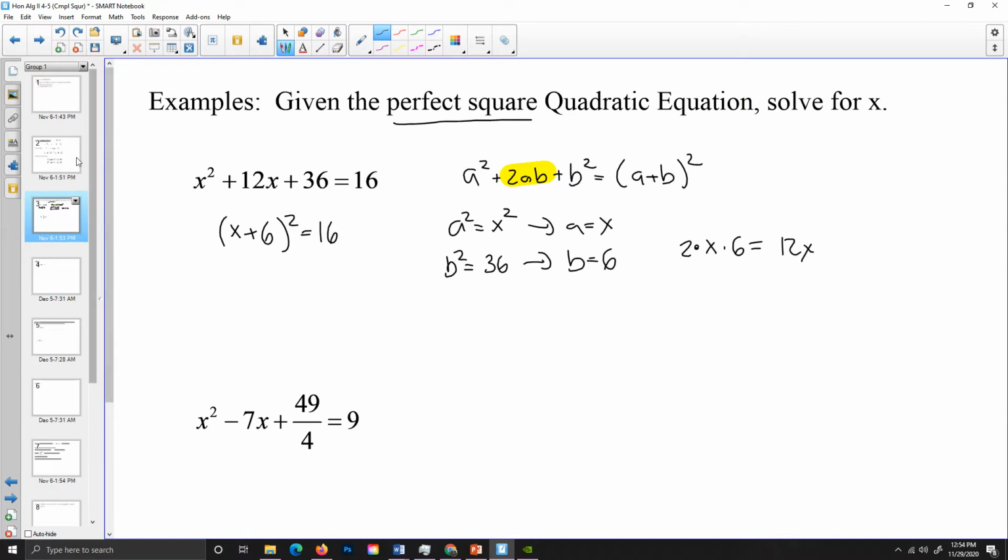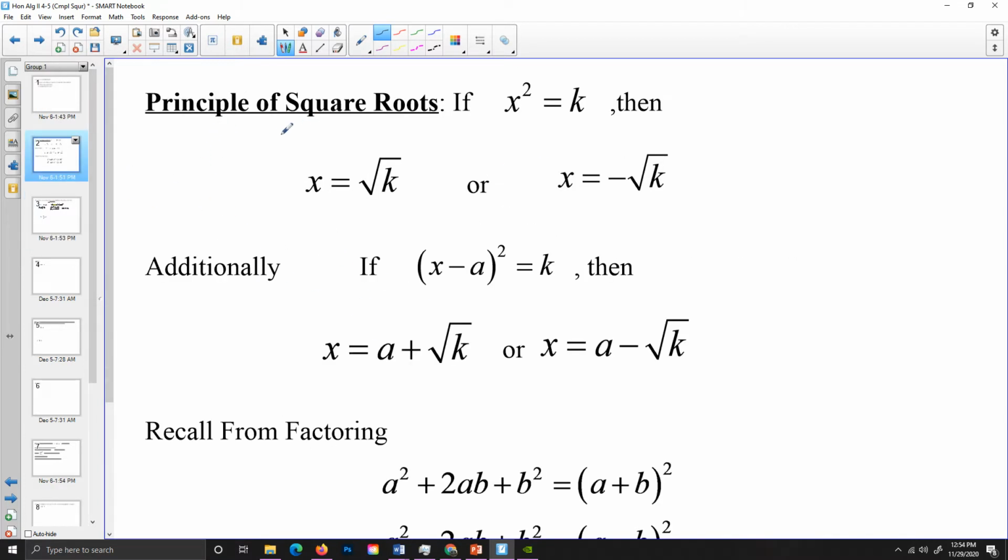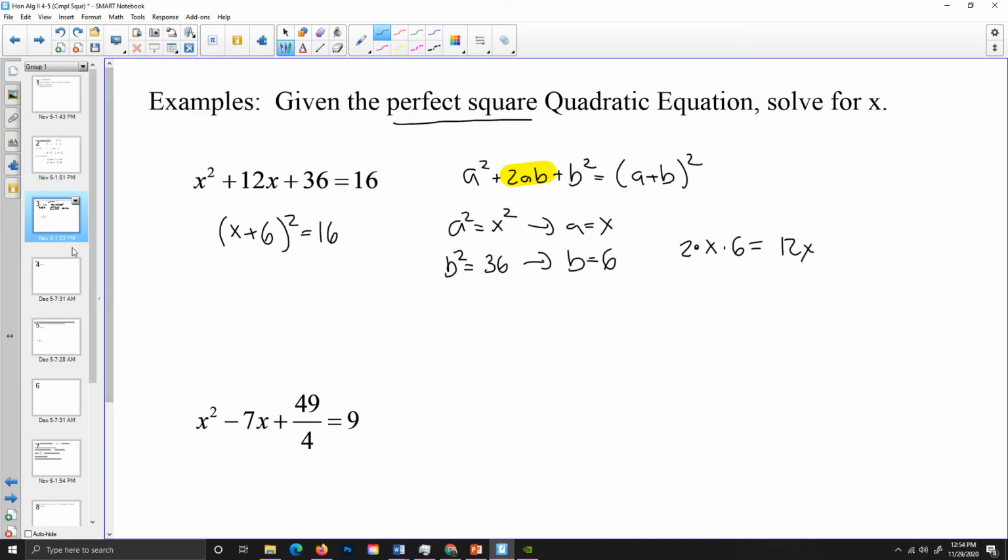Now I can go back and use this principle of square roots and say that the way we're going to solve this is to take the square root of both sides. And so I'll go x plus 6 equals plus or minus the square root of 16. And then I will subtract 6 from both sides, and I'll have x equals negative 6 plus or minus the square root of 16.